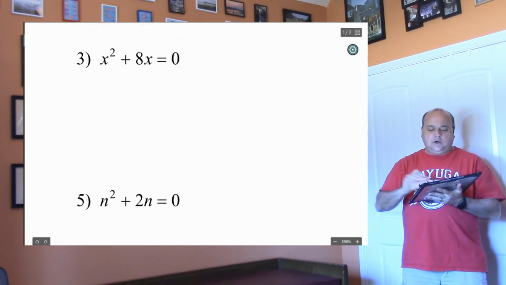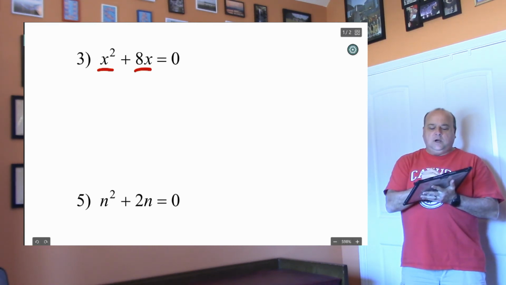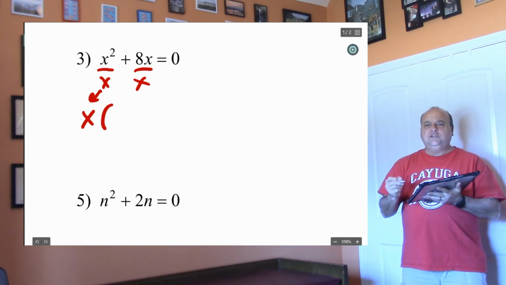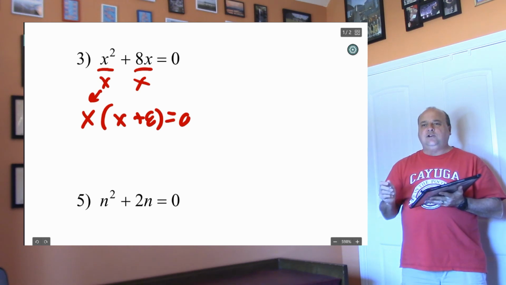Let's go to number 3. On this one here, we're going to pull out the GCF. So we're going to divide both of the terms by x. The x comes out front, and then we have x plus 8. These are the factors, right?